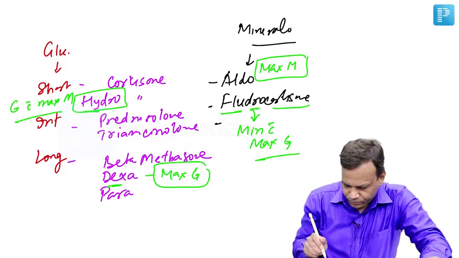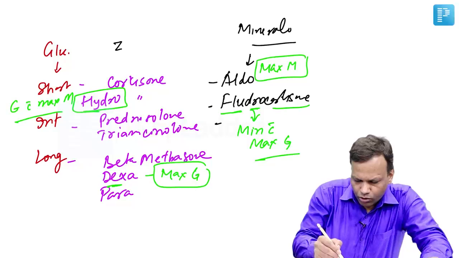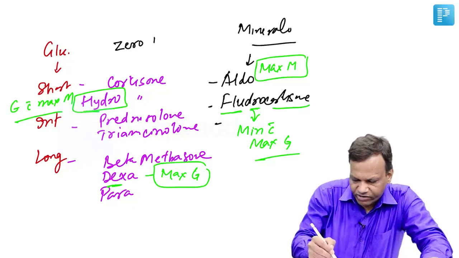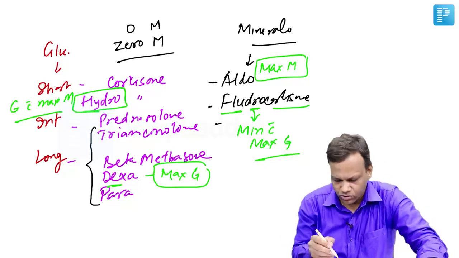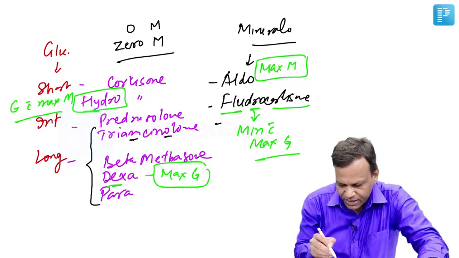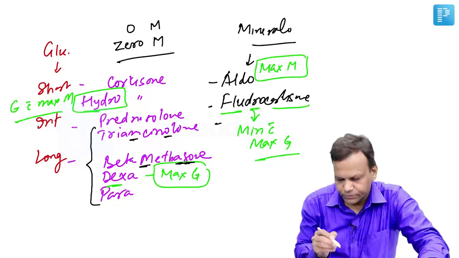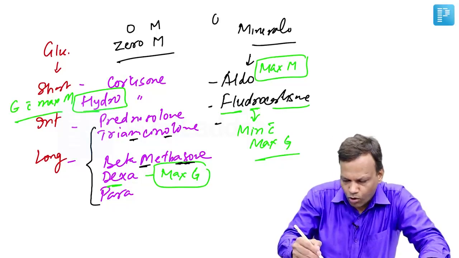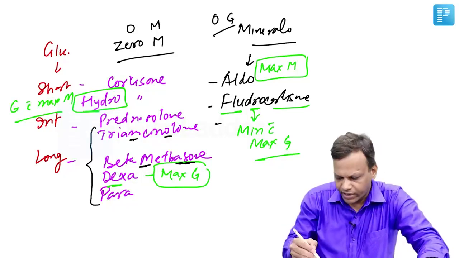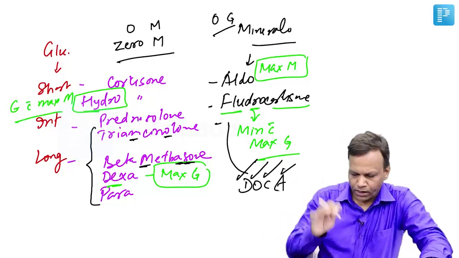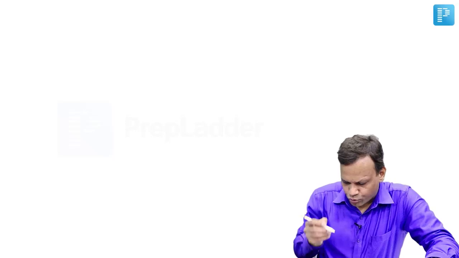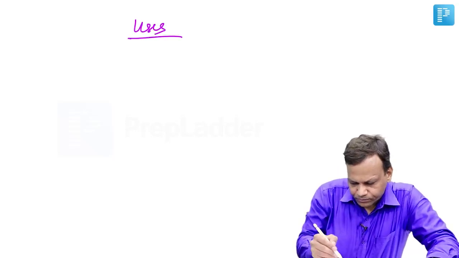Then drug with zero glucocorticoid activity, zero mineralocorticoid activity first. The drug having zero means O and M in the name. So the lower four drugs, triamcinolone, dexa, beta, paramethasone, they have O and M in the name. Whereas drug with zero glucocorticoid activity, which does not have any glucocorticoid activity, is DOCA. The DOCA name says drug with zero cortisone like activity.